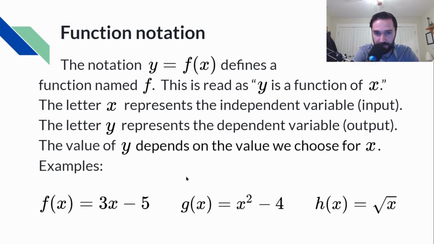So here are 3 examples of mathematical functions. This function says to take what we're given, multiply it by 3, and subtract 5. And this function named g says to take what we're given and square it and subtract 4. And this function h just says to take the input and take the square root.